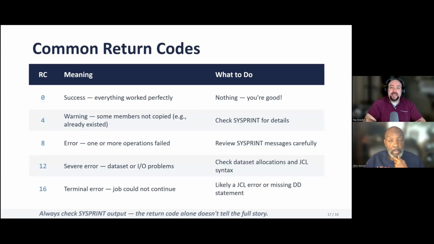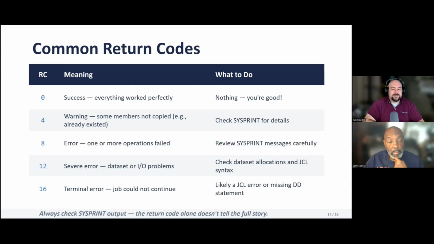Usually it means a member in the target data set already existed, so it didn't copy something from the source data set. Then return code 8 is an error. That's not good. The error message will be in your sysprint output, so whenever you run into problems, sysprint's the first place you look. It'll have a message number and message description. If it's still uncertain what it means, you can always look it up online. I always type in IBM, then the message number, and see what I can get.